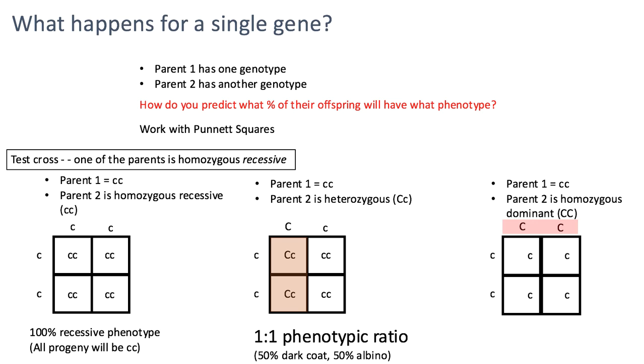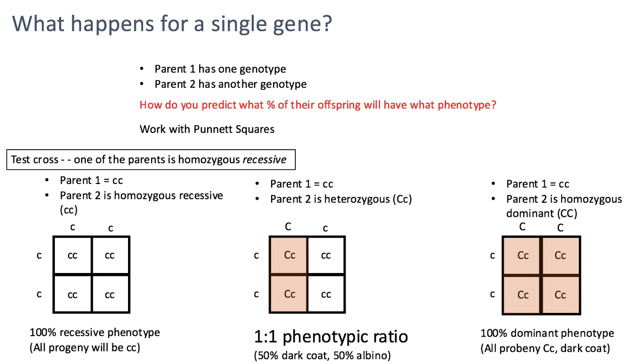Finally, you could also have the second parent being homozygous for the dominant allele. In that case, all the progeny, 100%, will have the dominant phenotype. In fact, this is generalizable for our simple example in this practice problem with a single gene with one fully dominant allele and one recessive allele.